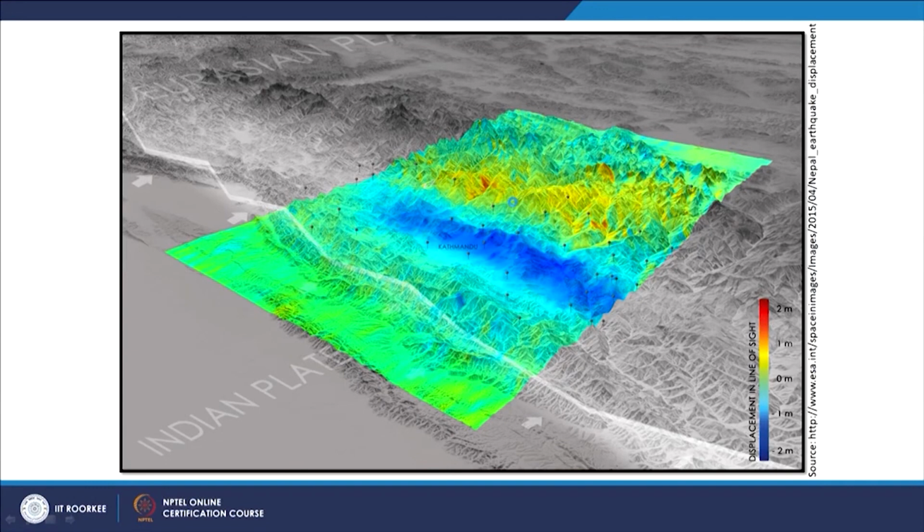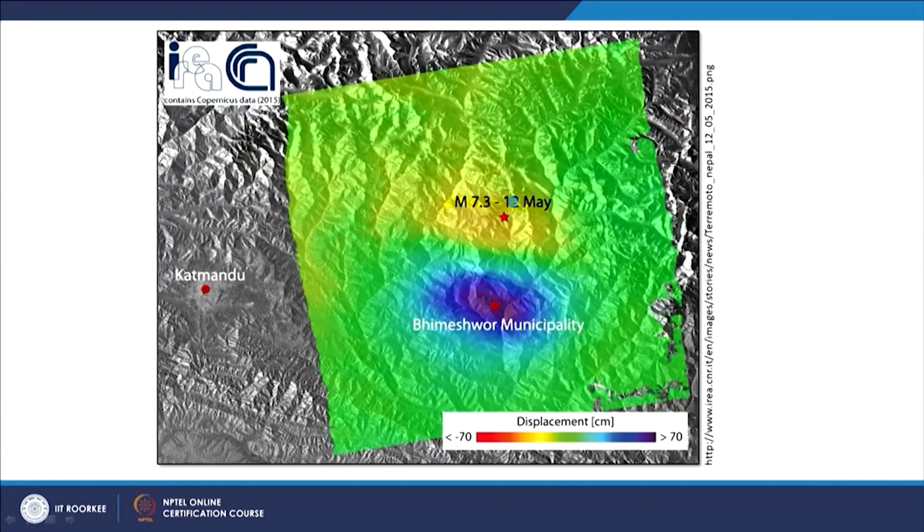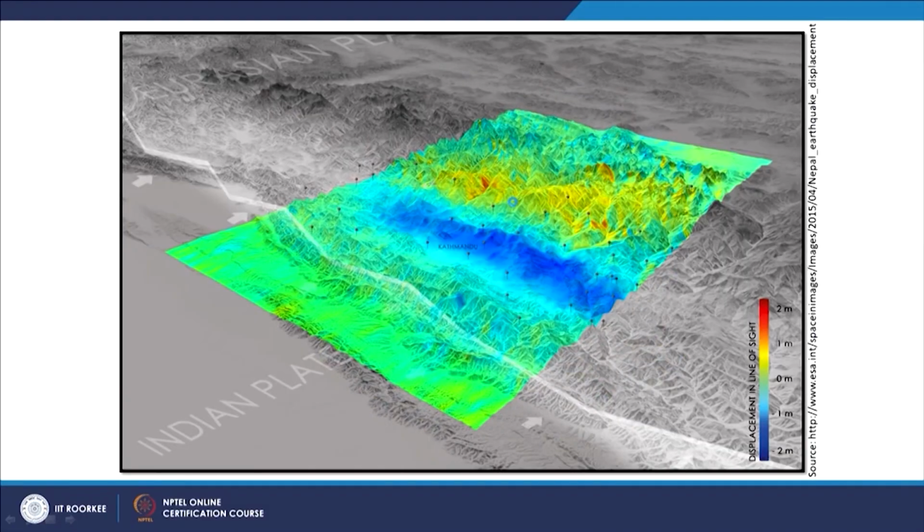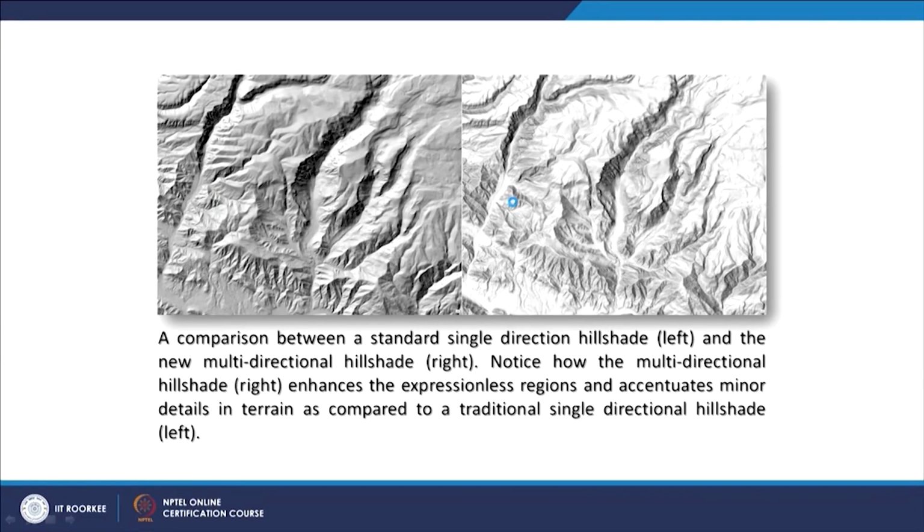One more example of another earthquake which occurred, that was on the 12th May; the Kathmandu one was on 25th April, and again in the background you have a shaded relief model. Now, this is the comparison between a single-directional hillshade versus a multi-directional hillshade.